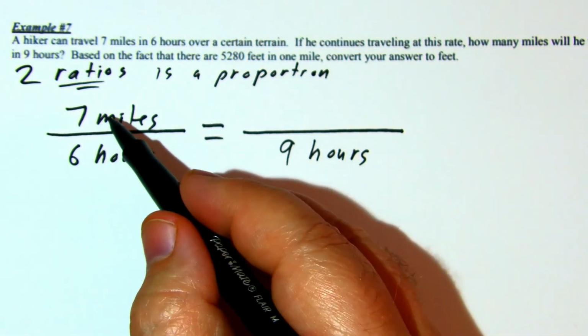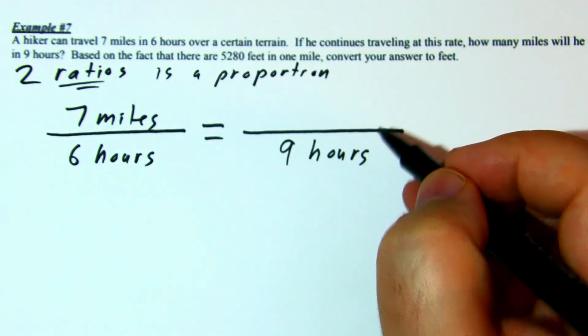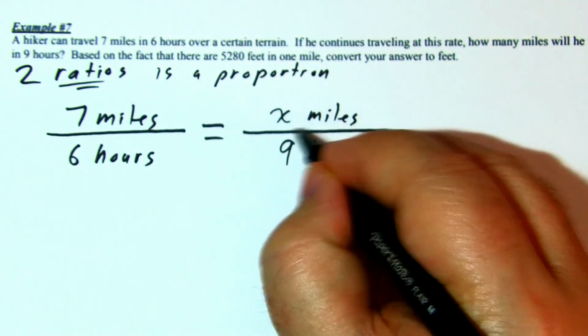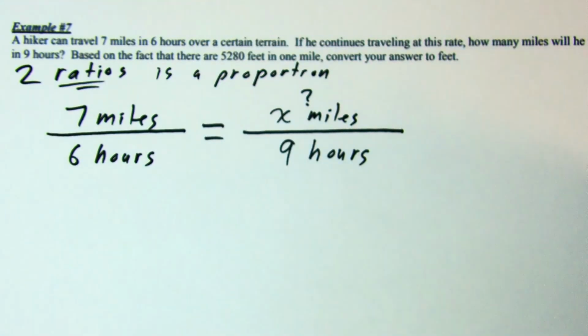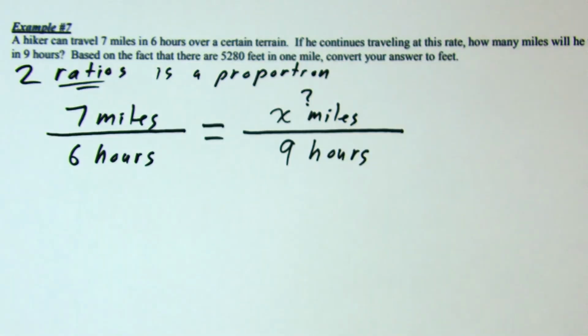The given ratio was 7 miles for 6 hours, and then it says how many miles. It almost sounds like X miles, doesn't it? I don't know the miles. You could have put a question mark. This is what I don't know. How many miles in 9 hours? And it's miles over hours on both sides.